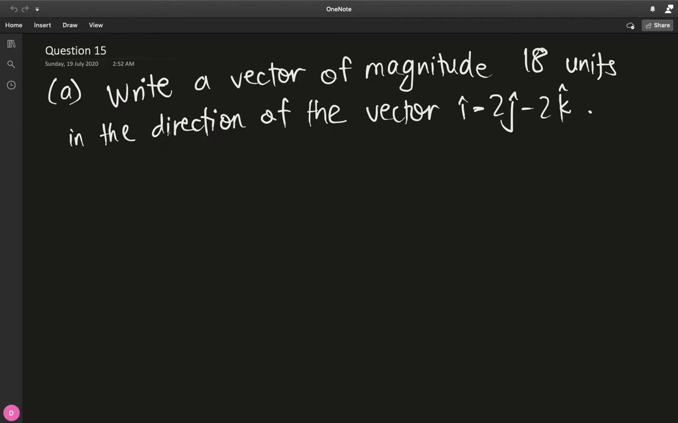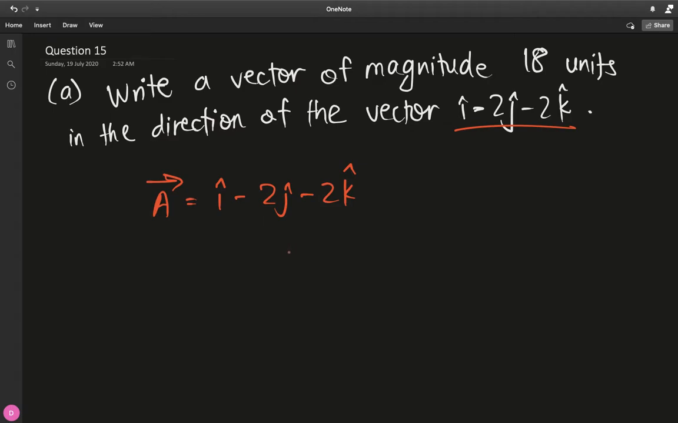Let's do A first. It says write a vector of magnitude 18 units in the direction of the vector i cap minus 2 j cap minus 2 k cap. You can call this a hat or a cap, I don't care, as long as you don't say a regular i. So first of all, let's call that vector A. A vector, or A bar if you want, is equal to i cap minus 2 j cap minus 2 k cap.